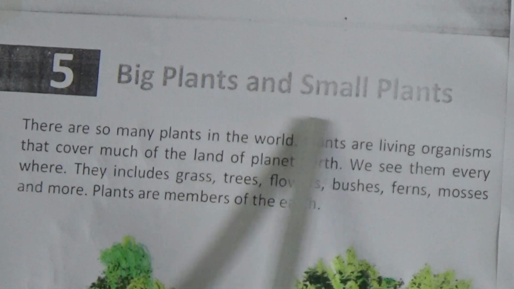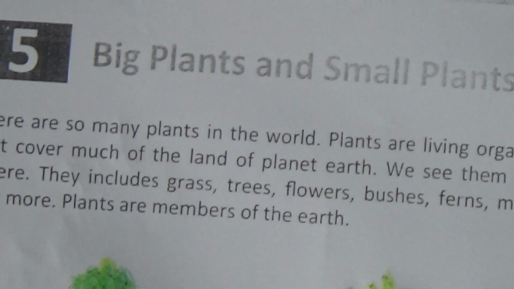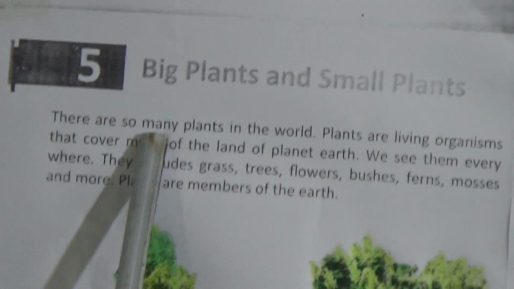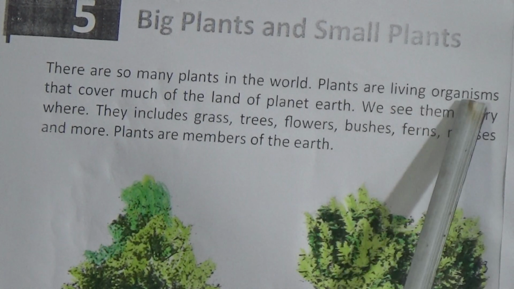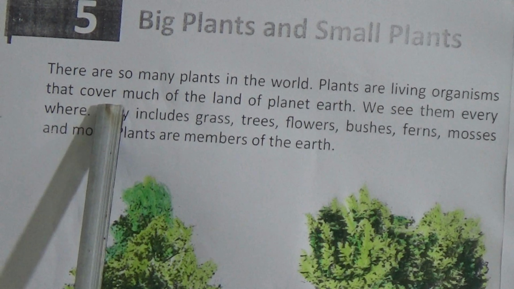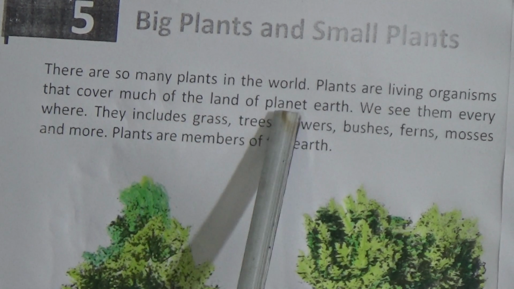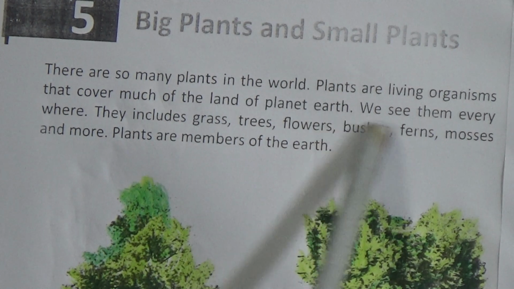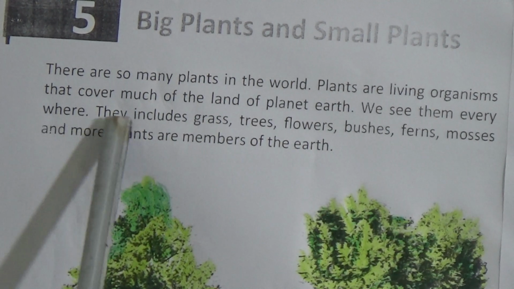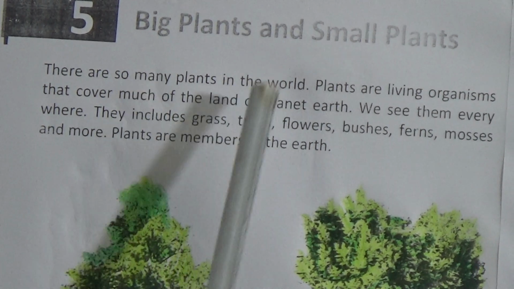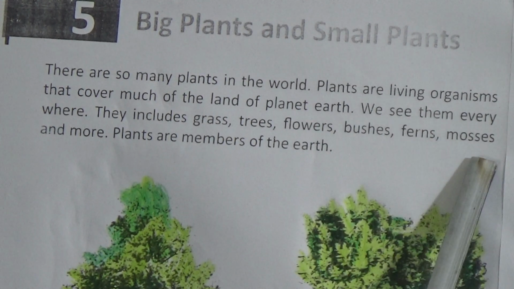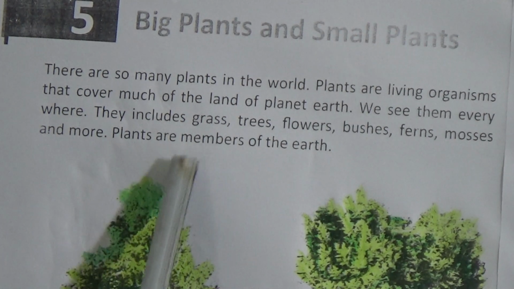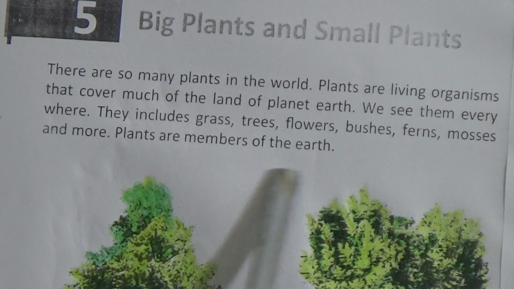Here is chapter 5, Big Plants and Small Plants. There are so many plants in the world. Plants are living organisms that cover much of the land of planet Earth. We see them everywhere. They include grass, trees, flowers, bushes, ferns, mosses, and more. Plants are members of the earth.